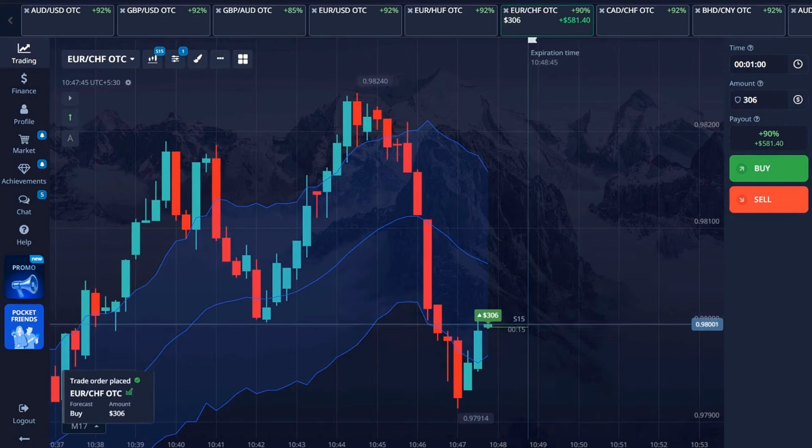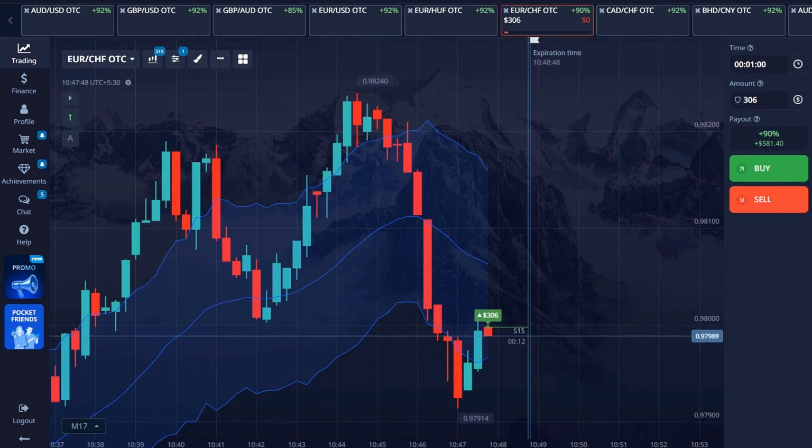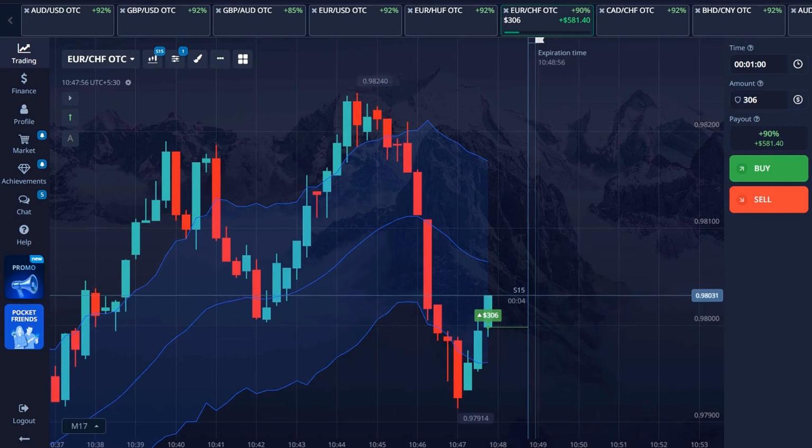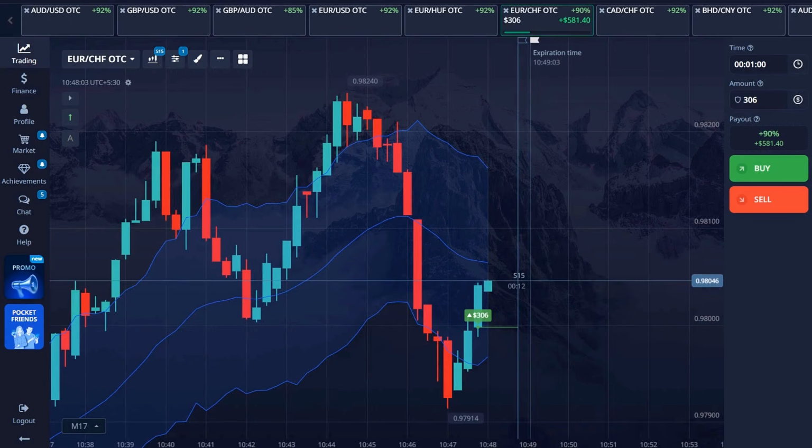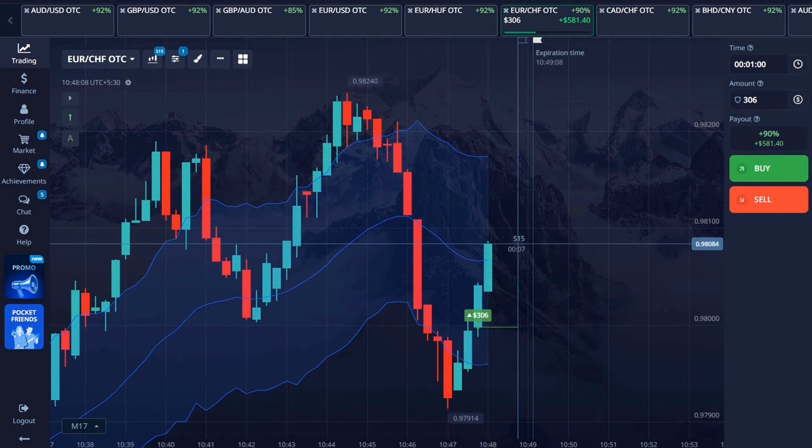Here we've got a perfect buy setup. The price first touched the upper Keltner channel, then dropped all the way to the lower channel and even closed outside of it. On the next second candle, price reversed and closed back inside the channel, which gave us the confirmation to take a buy trade with a 1-minute expiry.